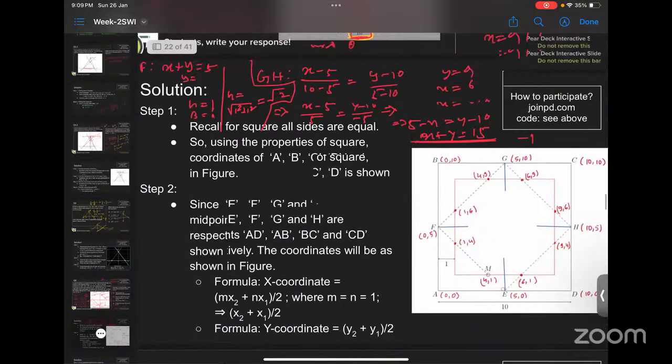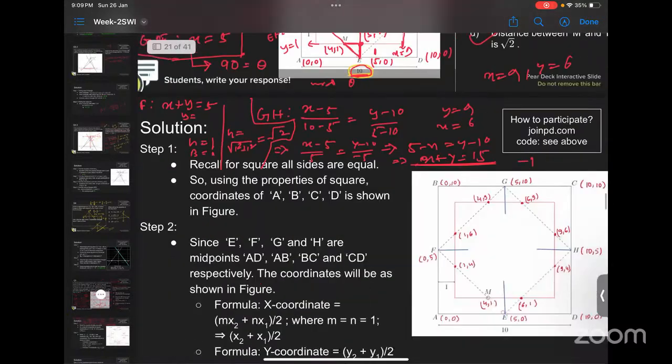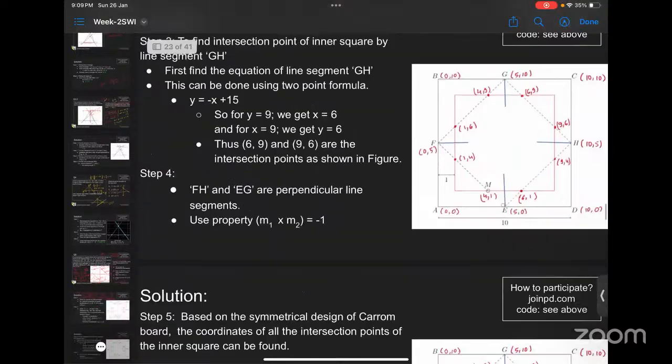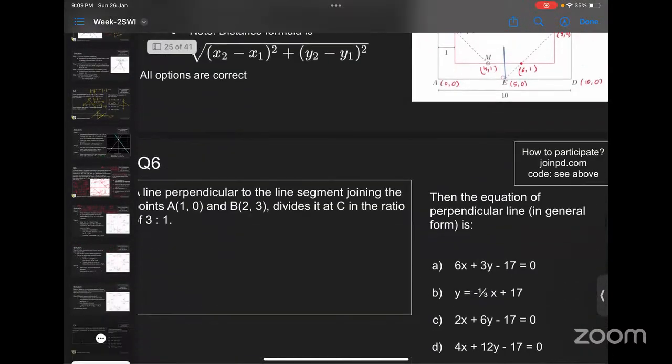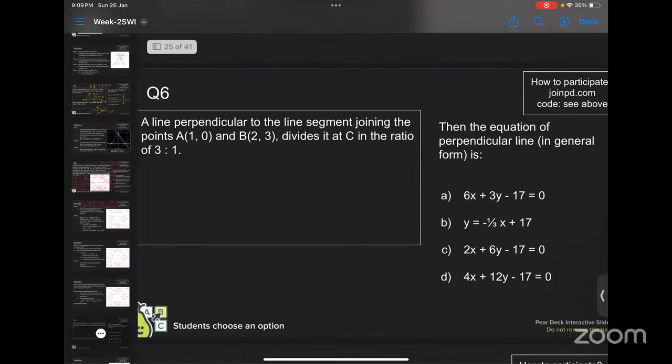You can also check. This thing is messy here. You can check the fresh written version. So we can move to the next question. This is the 6th question.